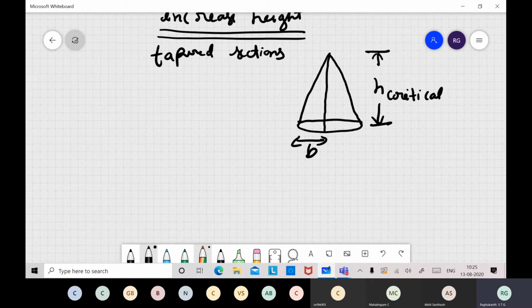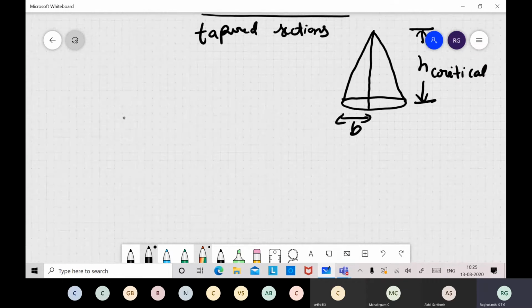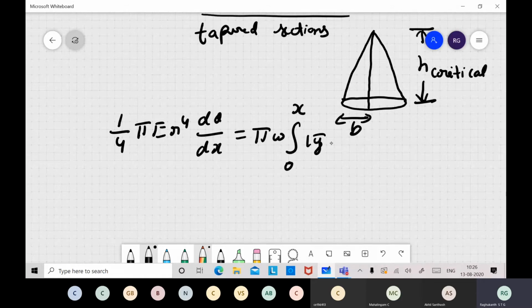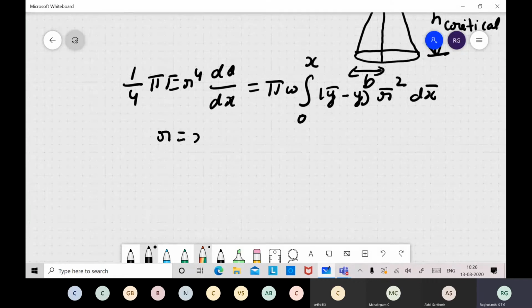Once again, he has given the equations of equilibrium. For this tapered section, its area is slightly different, so d theta by dx becomes pi times w, same expression, only it is tapered, so y bar minus y r bar square dx bar. Because the radius itself is changing, this goes like this, and if r is x tan alpha, alpha is the angle which you can measure. Now the equation of equilibrium also he has given in his paper.